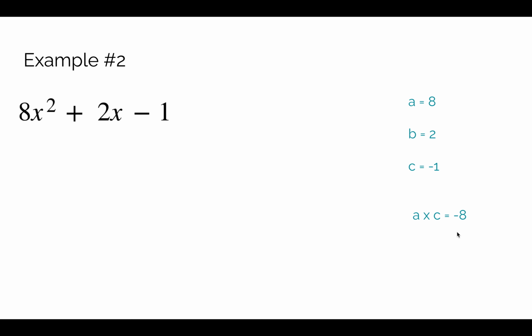We need to find pairs of numbers that multiply to negative 8. You can have positive 1, negative 8, positive 8, negative 1. Or you can have positive 2 times negative 4, negative 4 times positive 2. In this case, the values also need to be able to add up to positive 2. So the two terms that work are 4x and negative 2x.